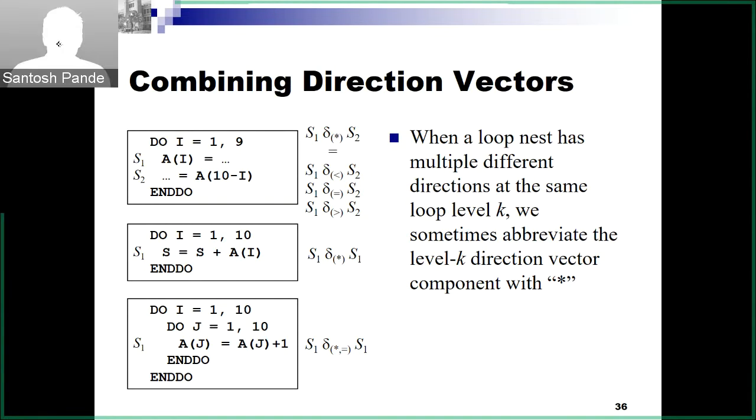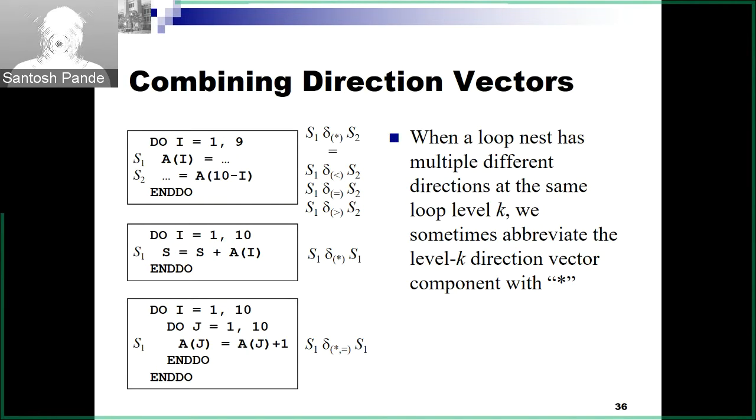If we have multiple direction vectors at the same loop level, sometimes we had to approximate those in terms of star. Star basically means that we have different dependencies which could have, for example, two different direction vectors, which could be less than or equal to, and so on.